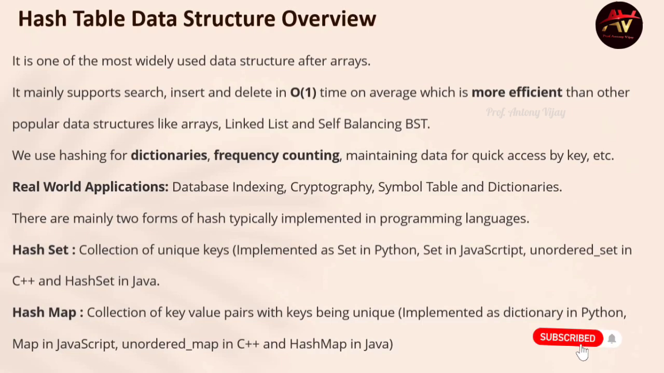When you talk about hash map, it is a collection of key value pairs where the keys are unique, so there is no repetition. Hash map is generally for dictionary purposes, so it is used in Python as a dictionary, and in JavaScript as map. In C++ it is used as unordered map, and finally in Java it is used as hash map. So these are the overview of hash table.